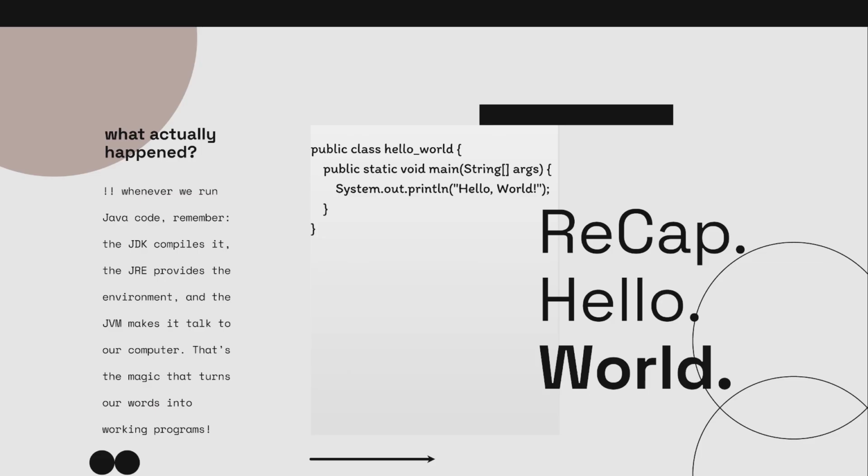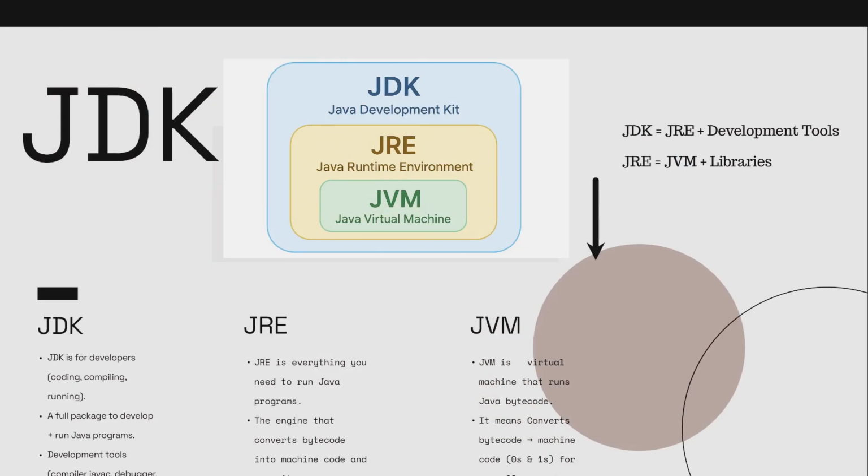But what are JDK, JVM, and JRE? We must understand the difference between JDK, JRE, and JVM before proceeding further with Java. JDK: Java Development Kit. JRE: Java Runtime Environment. JVM: Java Virtual Machine.